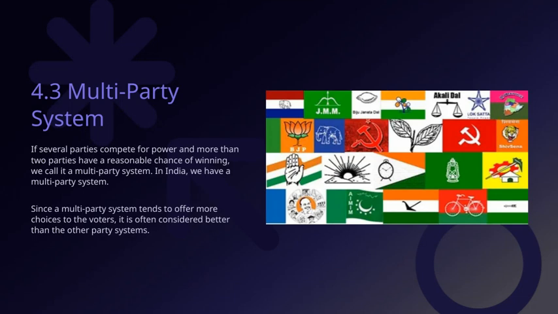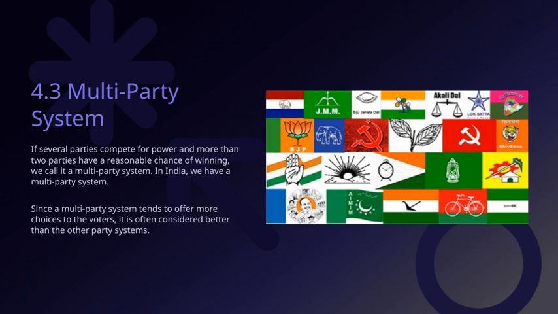Since a multi-party system tends to offer more choices to the voters, it is often considered better than the other party systems. When we talk about a multi-party system, we're referring to a scenario where several parties compete for power, and more than two of these parties have a real chance of winning. This diversity creates a more dynamic political landscape.